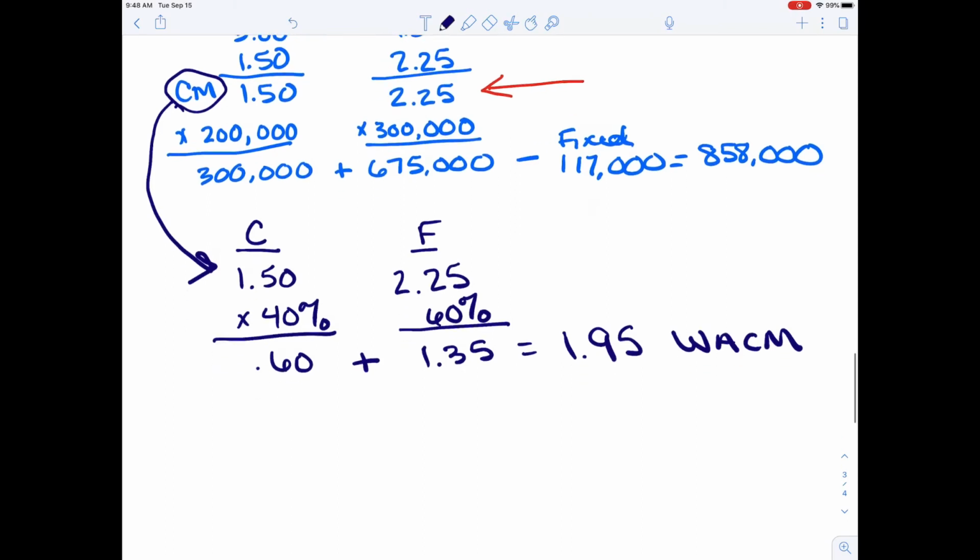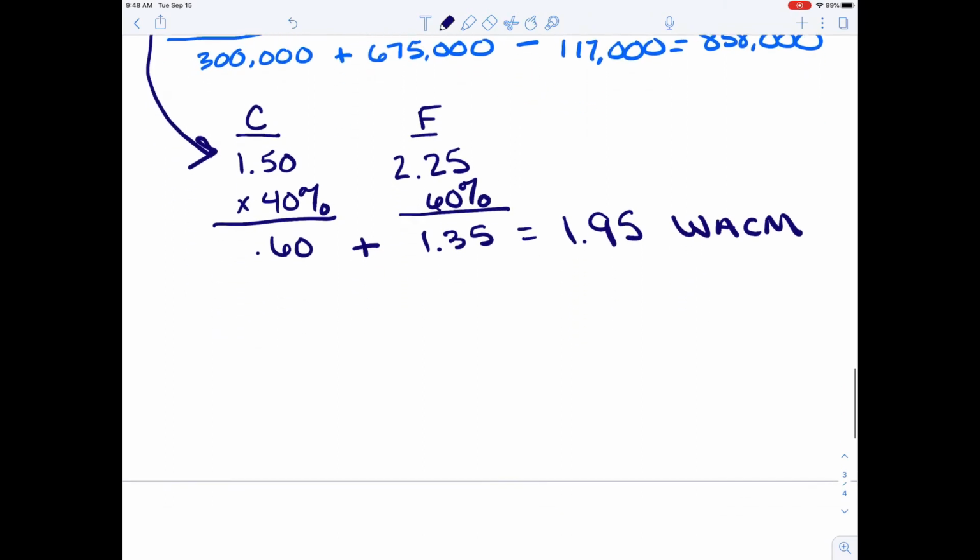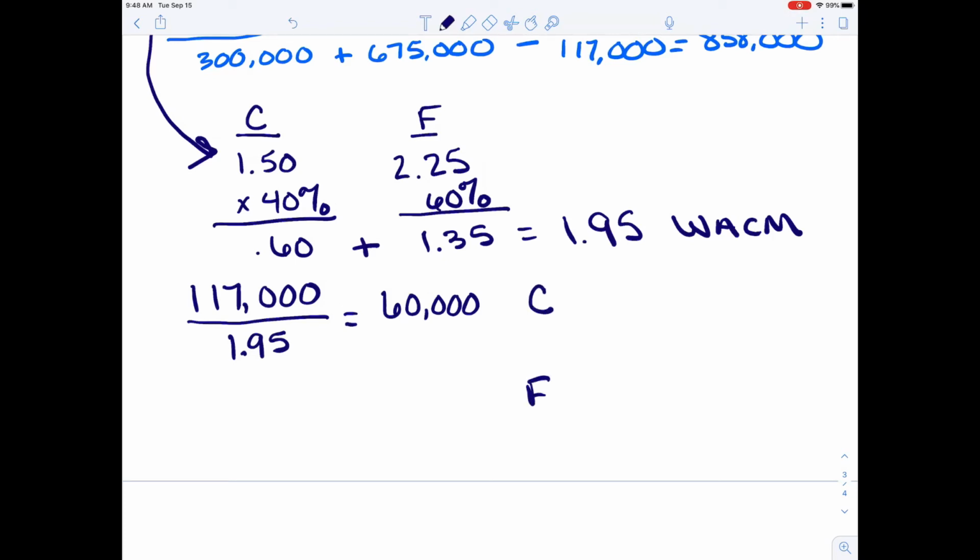So now I can use this weighted average contribution margin, and I can say my fixed costs were 117,000. My contribution margin per unit is $1.95, which means I need to sell 60,000 units to break even. But what I need to do now is break this into chicken and fish.